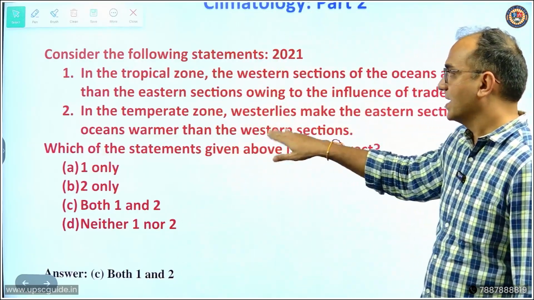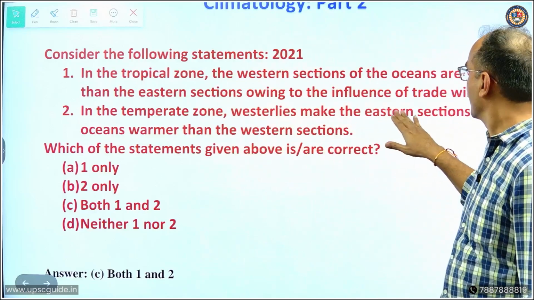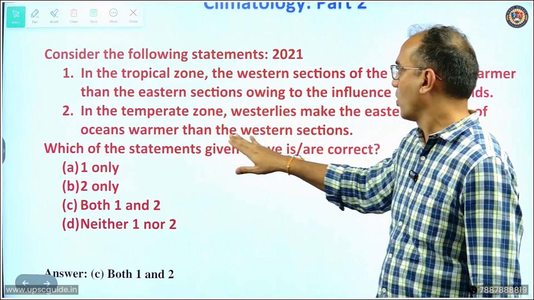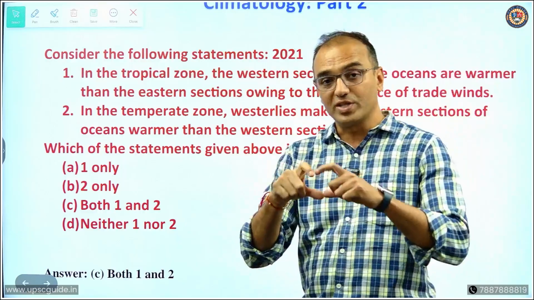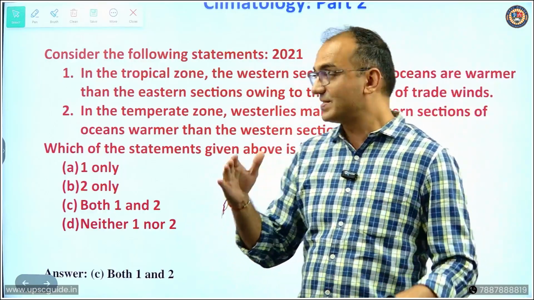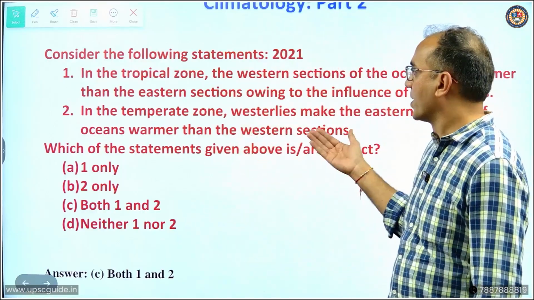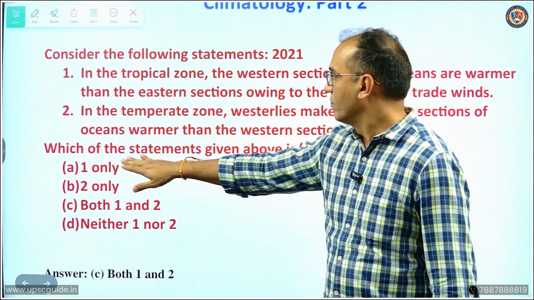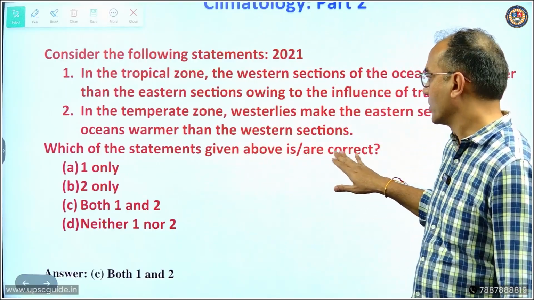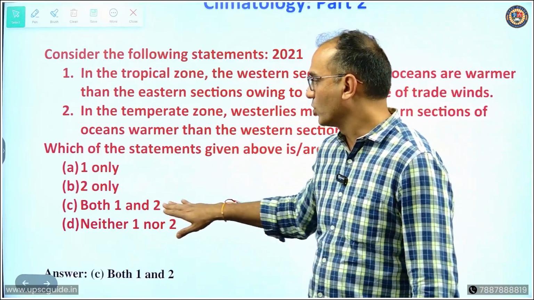So, this is correct. In the temperate zone, westerlies make eastern sections of oceans warmer than the western section. Now, in the temperate belt, it is saying that the eastern section is warmer than the western section. Which of the statements given above are correct? Answer is C, both 1 and 2.